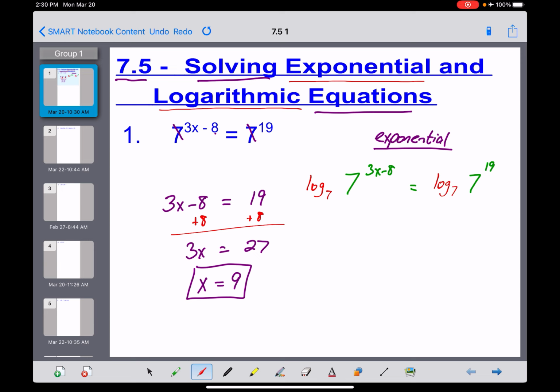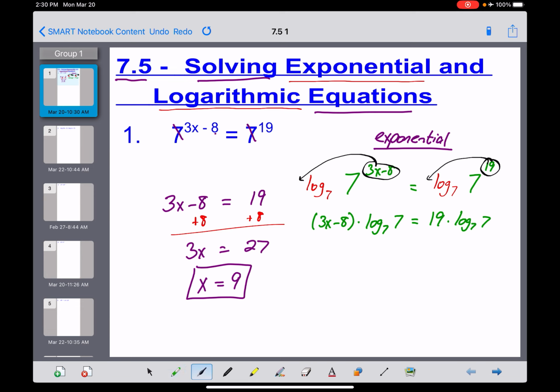Now, there's a couple ways you can go from here, but what I would probably do is now try to apply the power property that says a log base 7 of 7 to a power, you can bring this exponent out in front as a coefficient. And I would do the exact same thing right here. So that now would get us 3x minus 8 times the log base 7 of 7 equals, we would now have a 19 out in front times the log base 7 of 7 as well.